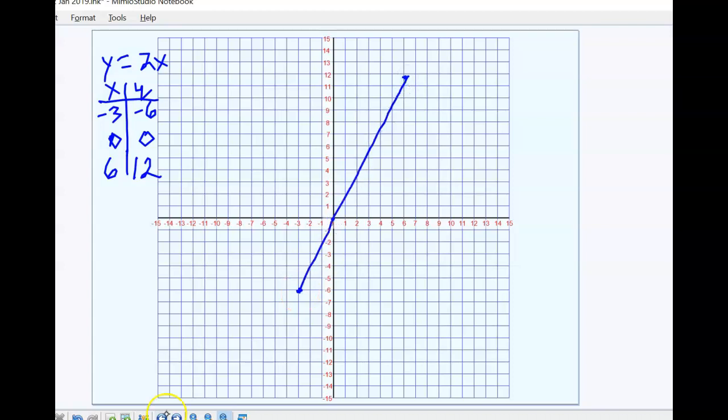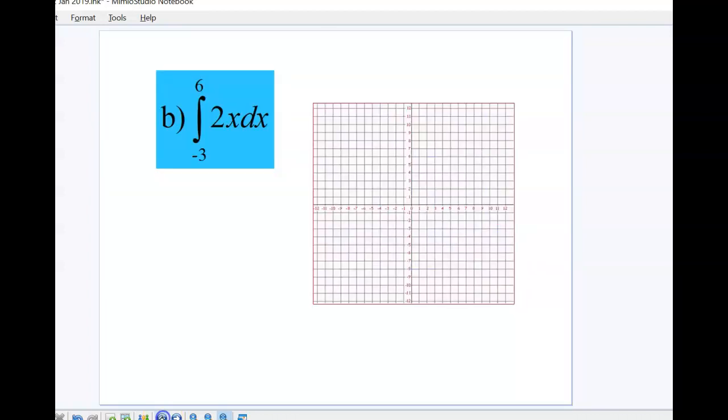And we're asked to find the integral from -3 to 6. So we're looking for the area. So we have a triangle that's below the x-axis, and I also have a triangle above the x-axis. So this second triangle would be considered positive area, and the first triangle would be considered negative area. So the answer to this integral is going to be -1/2.